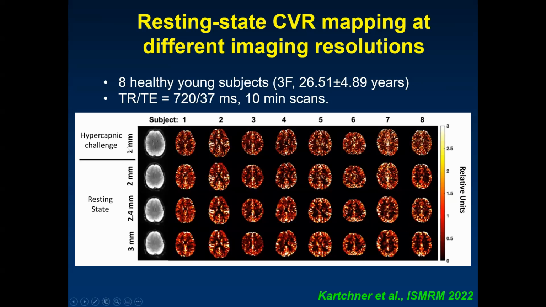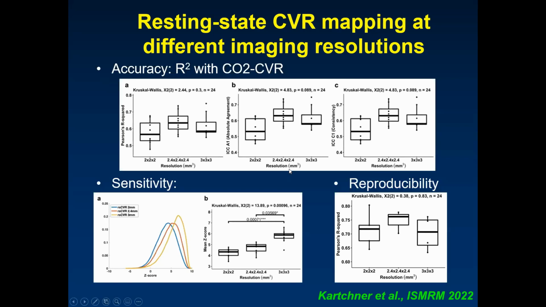In 8 healthy subjects, we conducted a 5-minute CO2 CVR scan, and also a 10-minute resting state CVR scan with 2 millimeter resolution, another scan with 2.4 millimeter resolution, and also a scan with 3 millimeter resolution. Shown here are the resulting CVR maps we obtained from each subject and each scan. We looked at the accuracy of the resting state CVR mapping by calculating the correlation coefficient with CO2 CVR.